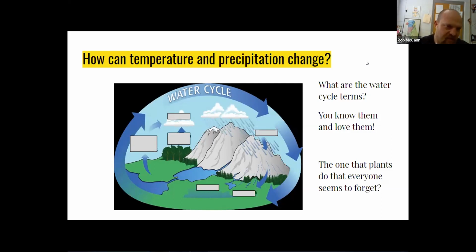Infiltration, percolation, good. You guys are killing it. Good job, Leslie. Welcome to the group. Rob, there was a question about groundwater too and where that was in the water cycle. Okay.